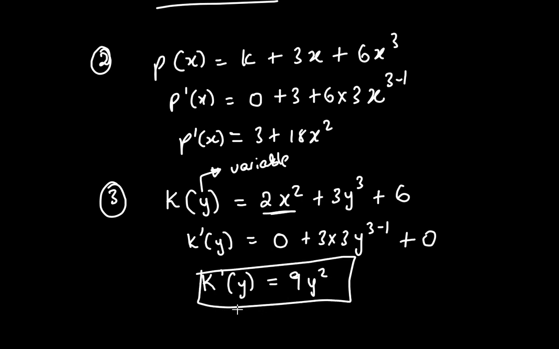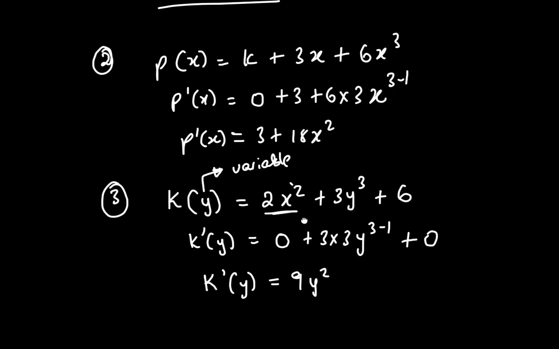So what is very, very important to note is, what is the variable you are respecting? Any other variable is taken as a constant, and the derivative of a constant is 0. Okay? That applies to all other methods that we're going to talk about.